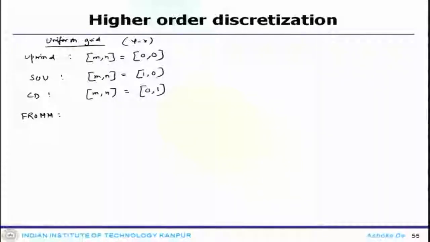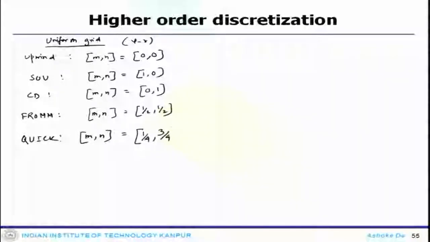Fromm has m, n equal to half, half. Then you can have QUICK, which has m and n as 1 by 4, 3 by 4. The downwind scheme has values 0, 2.